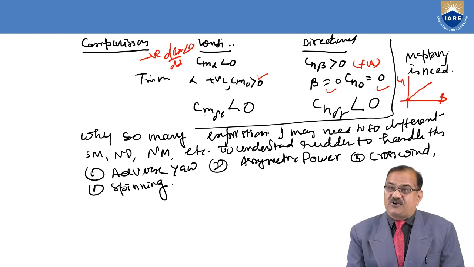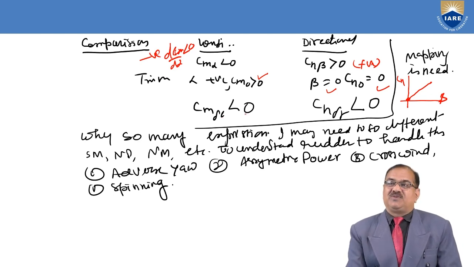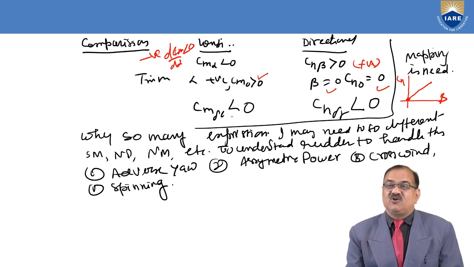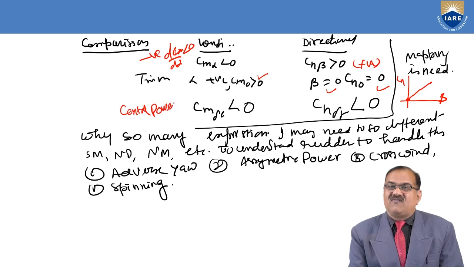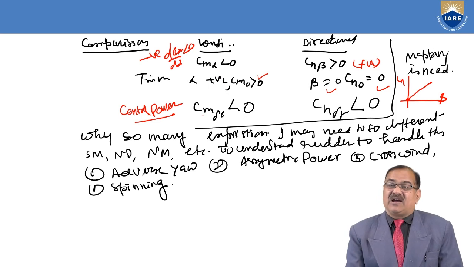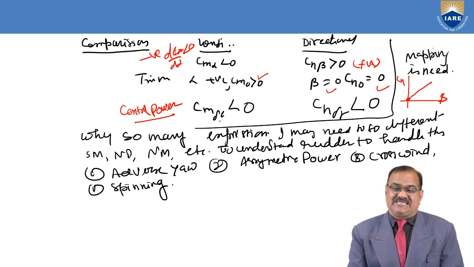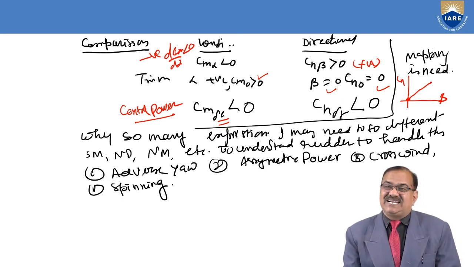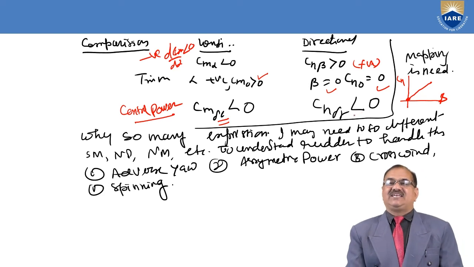And this is the control. C_mδE should be less than 0, and C_nδR should also be less than 0. This is called the control power, for both the longitudinal and the directional cases. The control power for the longitudinal case is C_mδE, where δ_E is the elevator deflection. Here δ_R is the rudder deflection. So C_nδR should be negative. These are the comparisons between longitudinal and directional static stability.